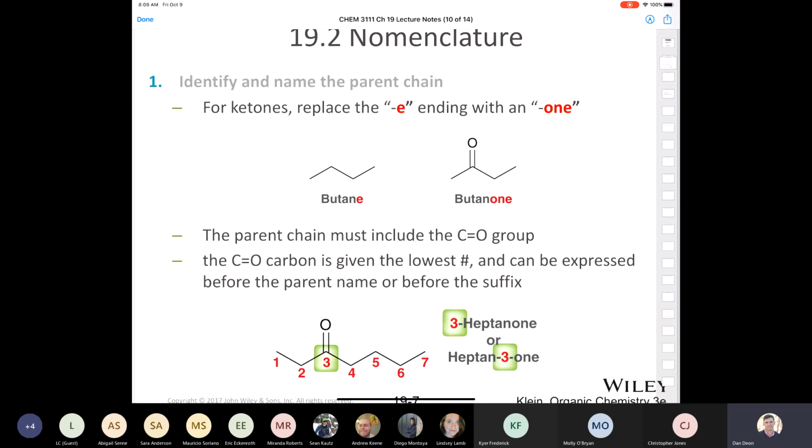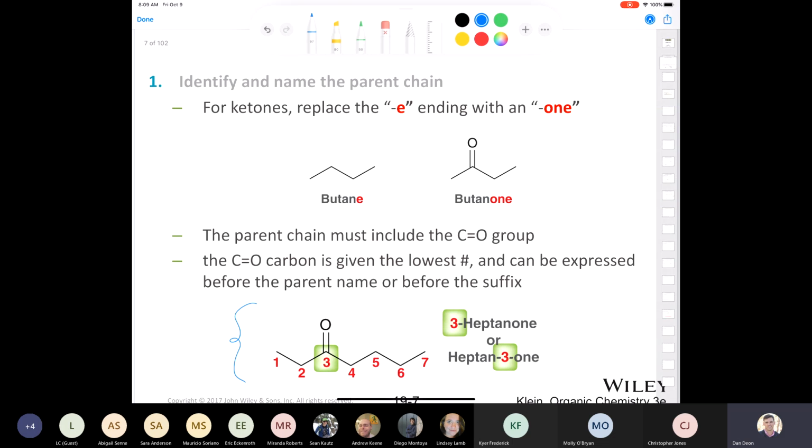Let me give you an example that's shown down here at the bottom. We have a ketone. Clearly, there's a ketone here. The longest carbon chain contains 7 carbons. We give the carbonyl carbon the lowest possible number, which would be a 3 instead of a 4. And we could call the compound 3-heptanone or heptan-3-one. Either one is perfectly acceptable according to IUPAC rules.